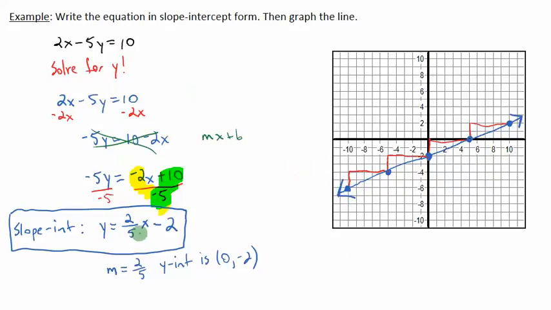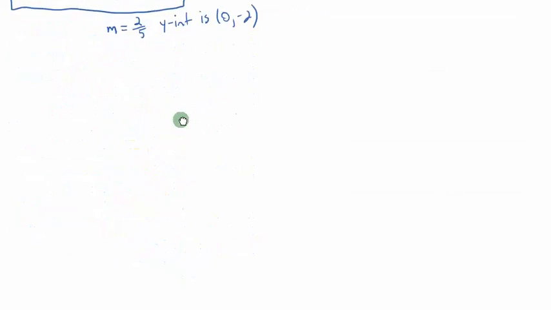So we had to solve for y to get slope-intercept form. Once we did that, we knew the slope and the y-intercept, and then we could use that information to graph the line. Okay, let's do one more example.